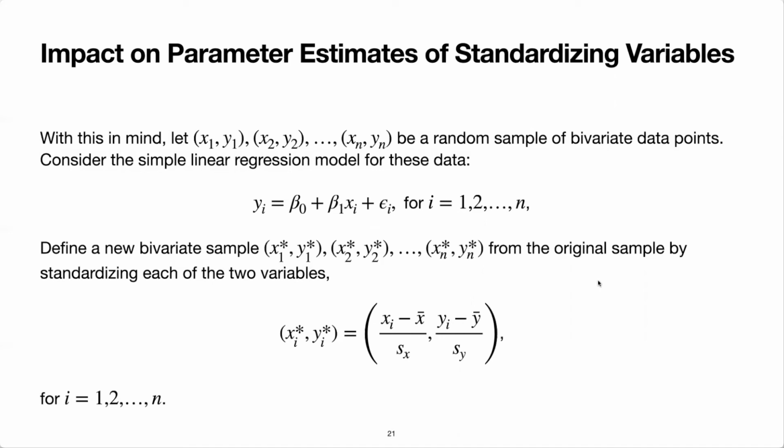Derive this from the original sample by standardizing each of the two variables. So x sub i star is equal to x sub i minus the mean of the x's, and then we divide that difference by the standard deviation of the x's. Likewise, y sub i star is equal to the original variable y sub i minus the mean of the y values, and then we divide that difference by the standard deviation of the y's.